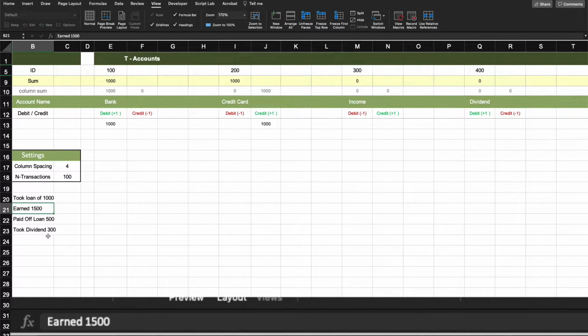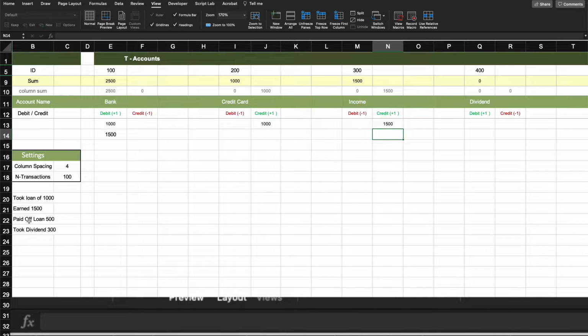All right, so then second entry, let's say you earned $1,500 using that loan money in a business, which means your bank account increased. At the same time, your income increased by $1,500. So this was a debit. Here it's going to go into the credit. So $1,500 into your credit, your income increased.